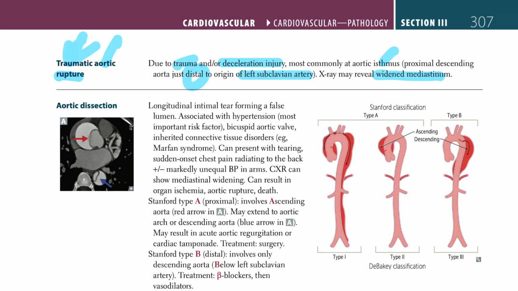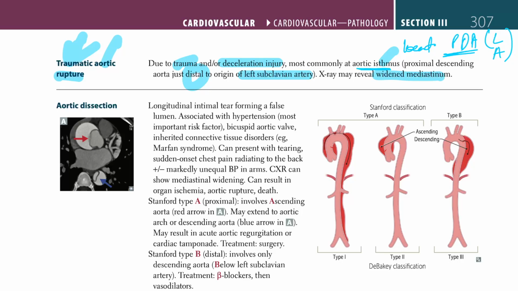Again, the location is important here. What is the location? The location is the aortic isthmus. Most commonly at the aortic isthmus, which is the location of the PDA. What is the PDA? Ligamentum arteriosum in adults. Ligamentum arteriosum, right?